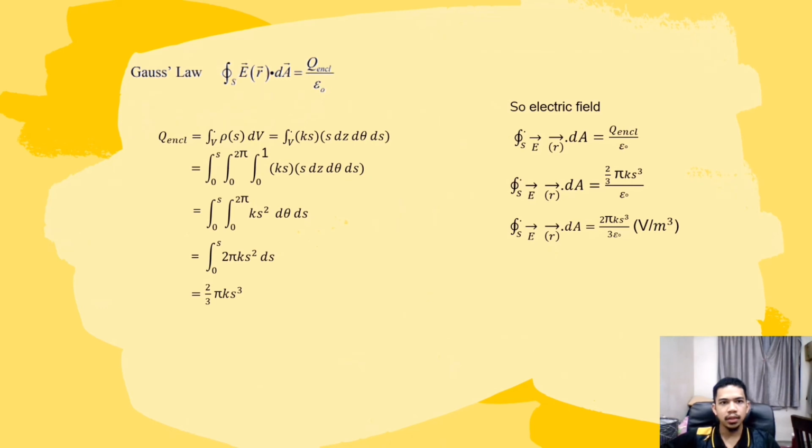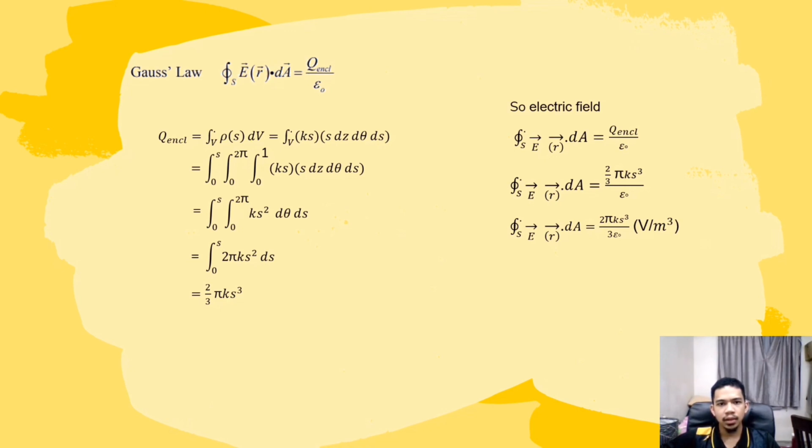Now to determine the electric field, we use the Gauss law formula, which is the integration of electric field times the surface area equal to Q enclosed over epsilon naught. Q enclosed will equal the integration of density dV, equal to the integration of KS times S dz d theta dS. Now we take a triple integral, integrate 0 to S, 0 to 2 pi, 0 to 1, of KS times S dz d theta dS.